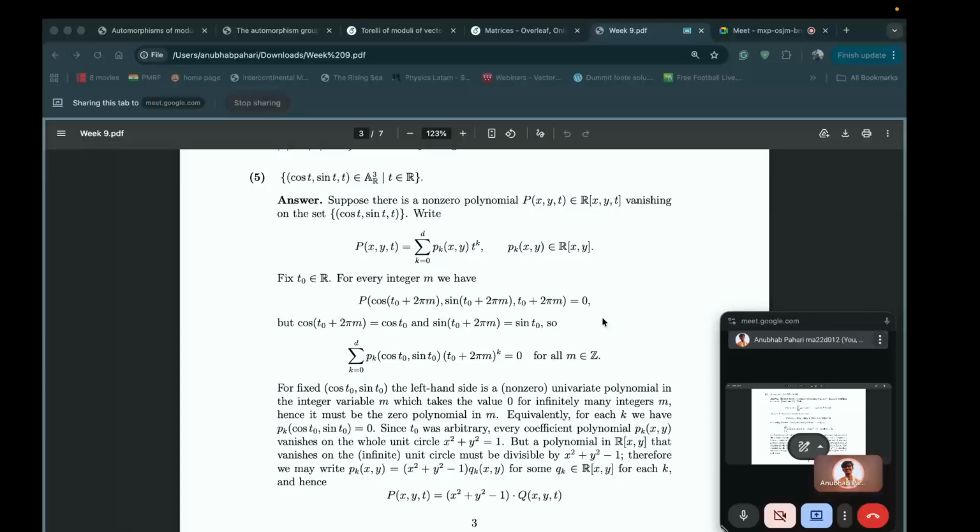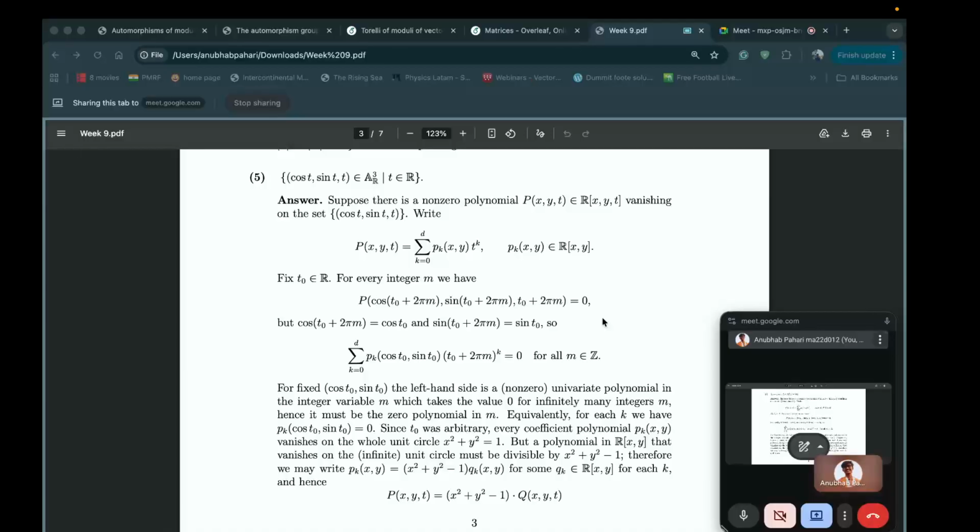Suppose there is a non-zero polynomial p. You know that this polynomial will be in three variables, so let the polynomial variables be x, y, t, and suppose there is a non-zero polynomial p(x, y, t) vanishing on the set (cos t, sin t, t). Write p(x, y, t) as the summation of p_k(x, y) t to the power k, where k runs from 0 to d and p_k(x, y) belongs to R[x, y].